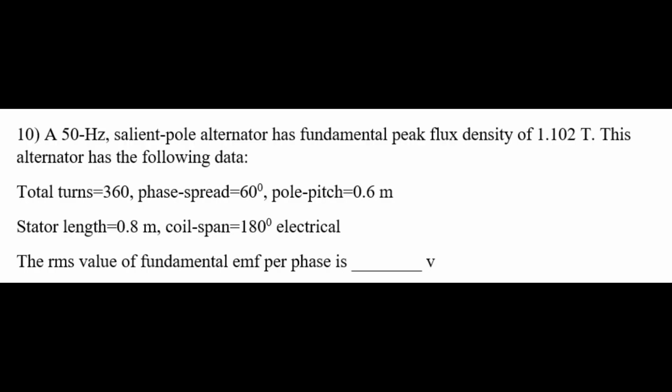Alright, let us try to practice one more question. This is important model. Look at the question on your screen. A 50 Hz salient pole alternator has fundamental peak flux density of 1.102 Tesla. This alternator has the following data. Total turns 360, phase spread 60 degrees, pole pitch 0.6 meters, stator length 0.8 meters, coil span 180 degrees electrical. The RMS value of fundamental EMF per phase is how much?